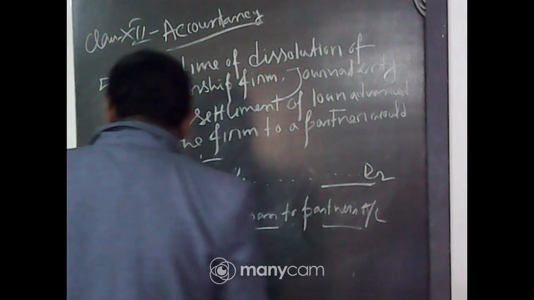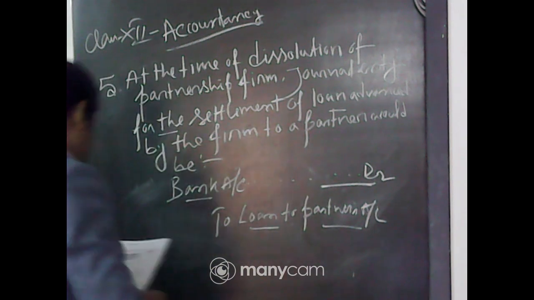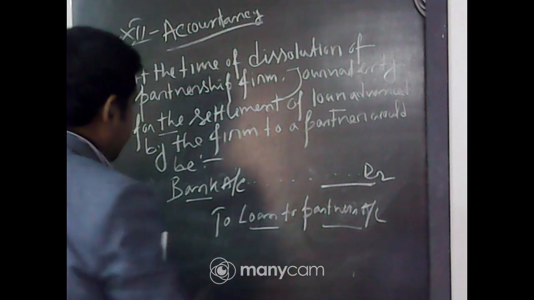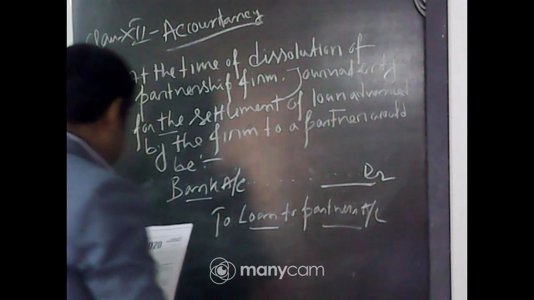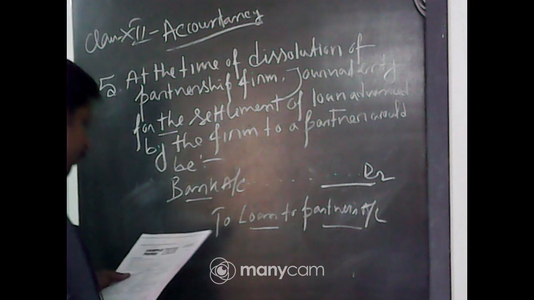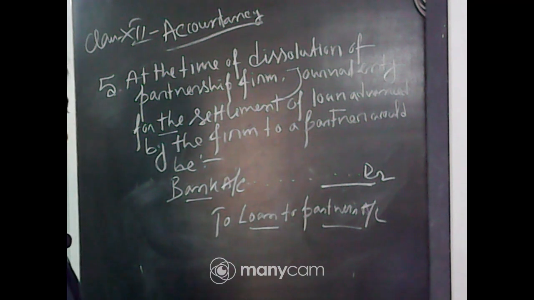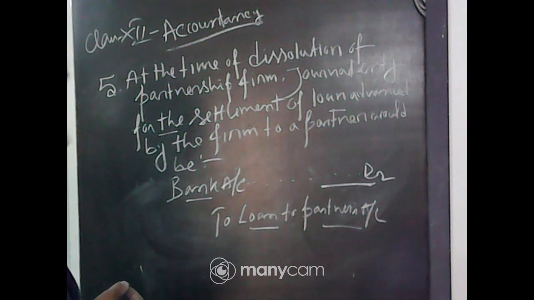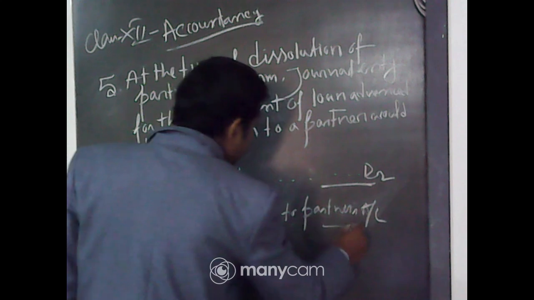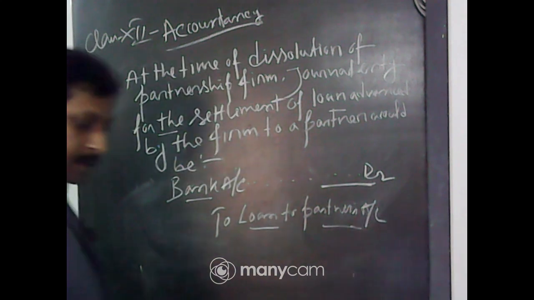There is another journal they gave, loan to partners account debit to bank account, that is just the opposite, which is not right. Realization account debit to loan to partner account is also not right, because realization does not happen against the partner, it is for the assets and liabilities of the firm. And none of the above. So this is the right answer: bank account debit to loan to partner account.